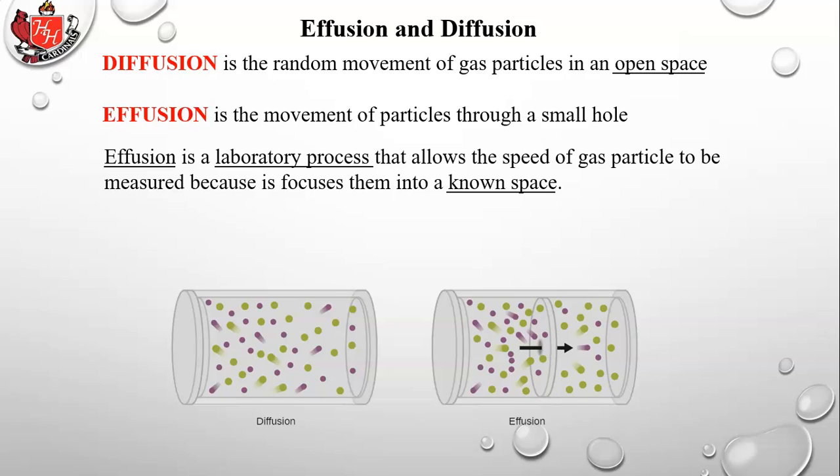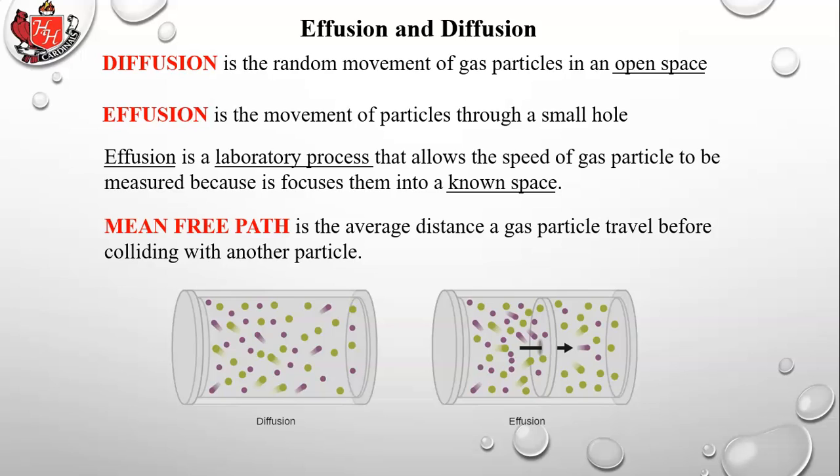That means you can expand that rate to an entire area, an entire sphere, and figure out how fast they would be moving in all directions. So you use effusion in the laboratory to figure out how fast the particles spread out.